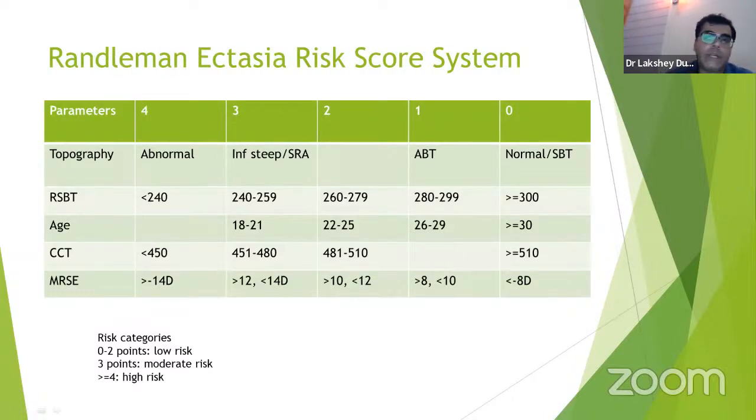Combining all these is one ectasia score, which takes into consideration topography, RSBT, age, corneal thickness, and refractive error. More than 4 is high risk.